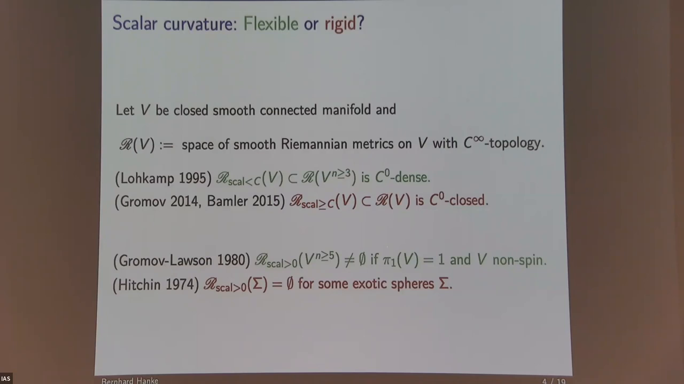Given in the sequence. Okay, so then we have a flexibility also concerning existence of such metrics, namely on simply connected manifolds, there aren't any obstructions to constructing some metric of positive scalar curvature. On the other hand, there are manifolds like exotic spheres where you do not have any positive scalar curvature metric. So this is just a kind of collection survey of some interesting results that play an important role in the theory.